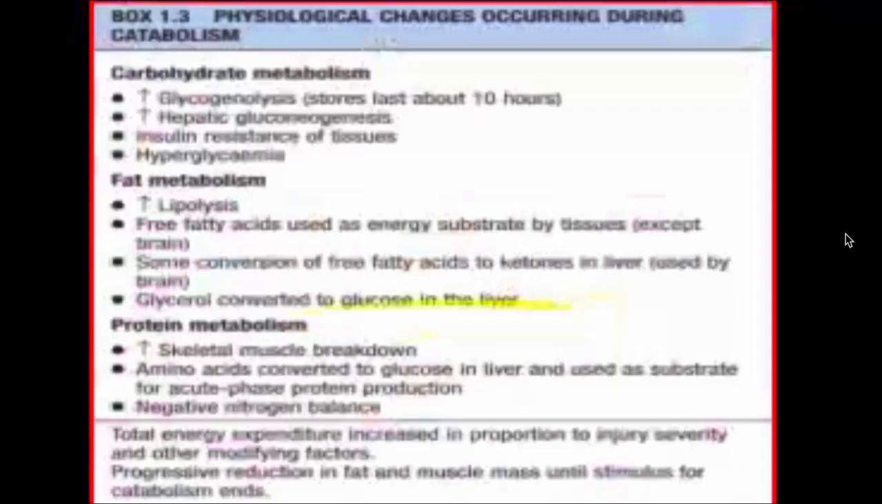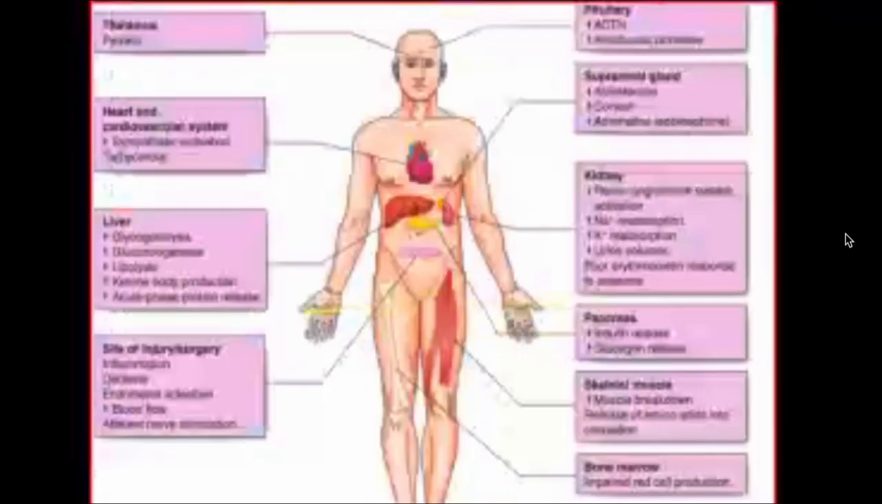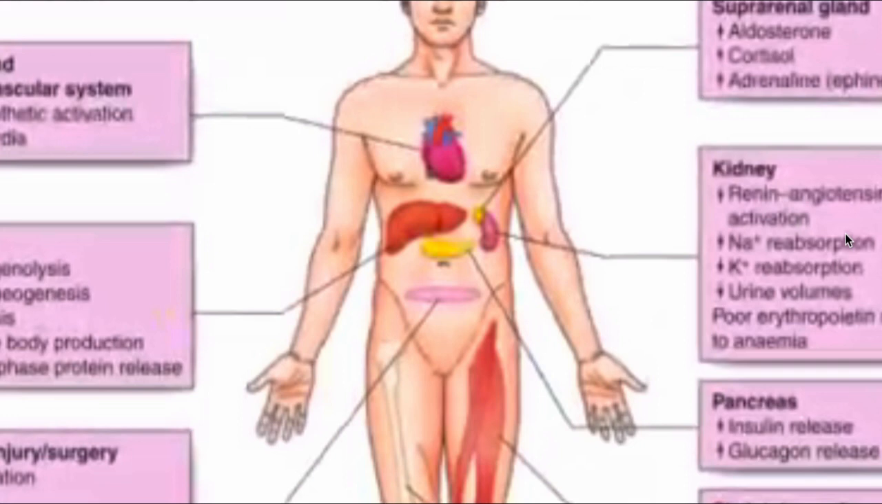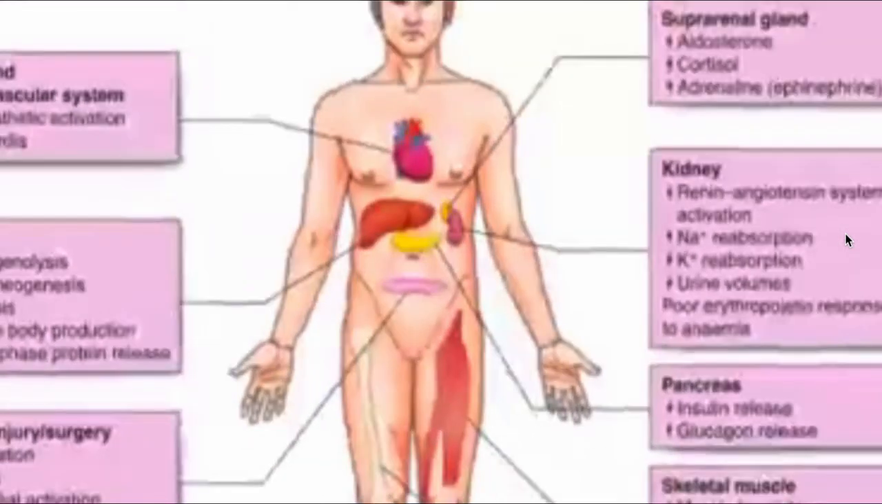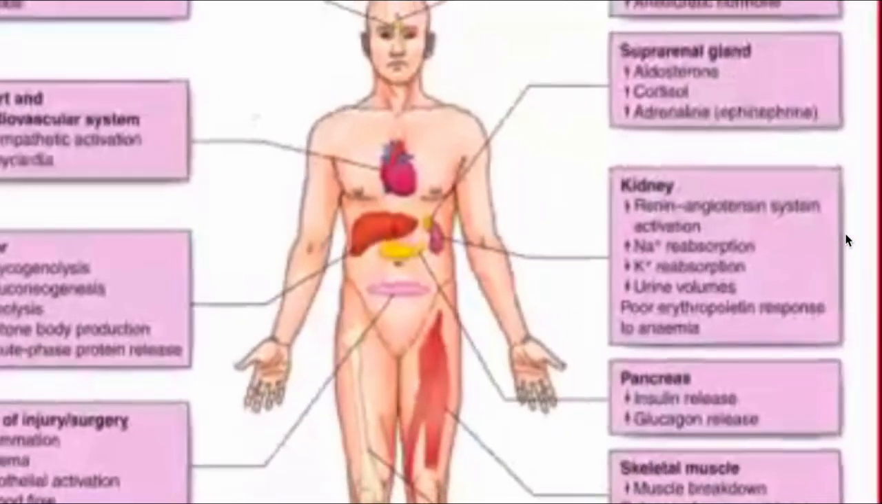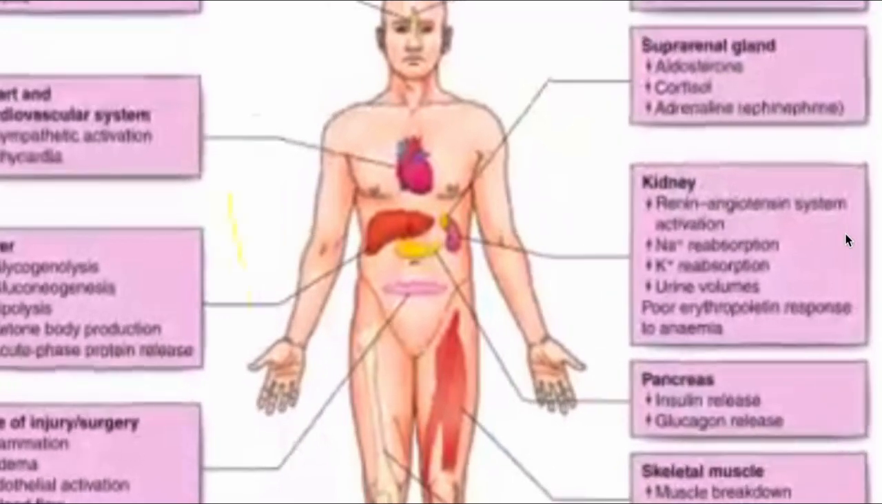These are the various systems and organs as it affects changes. We can see the heart and cardiovascular system, sympathetic activation leading to tachycardia. Then the liver, we can see its effect on the liver: glycogenolysis, increase in gluconeogenesis, lipolysis, ketone body production, and acute phase reaction. So those ketone bodies that are produced during this period can also enter into the TCA cycle, so that more ATP is generated.